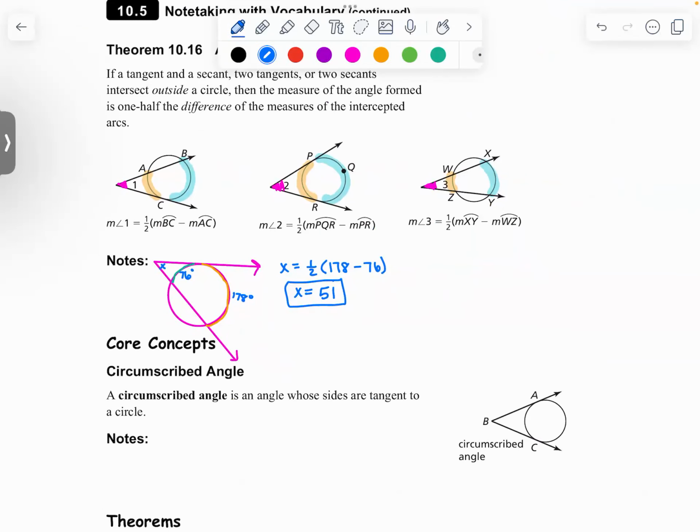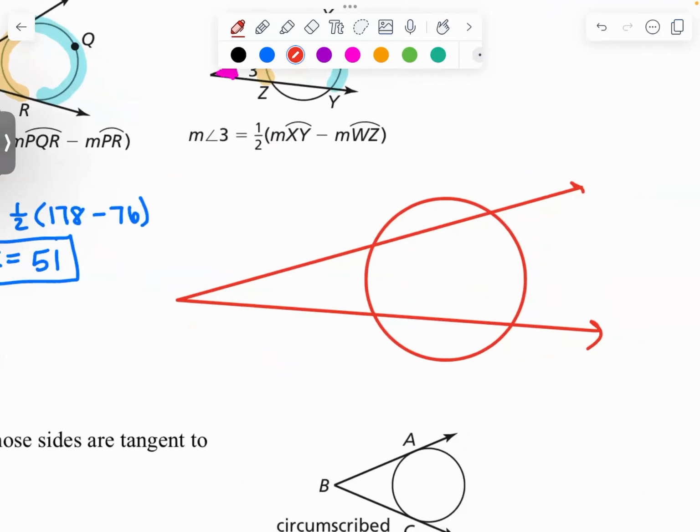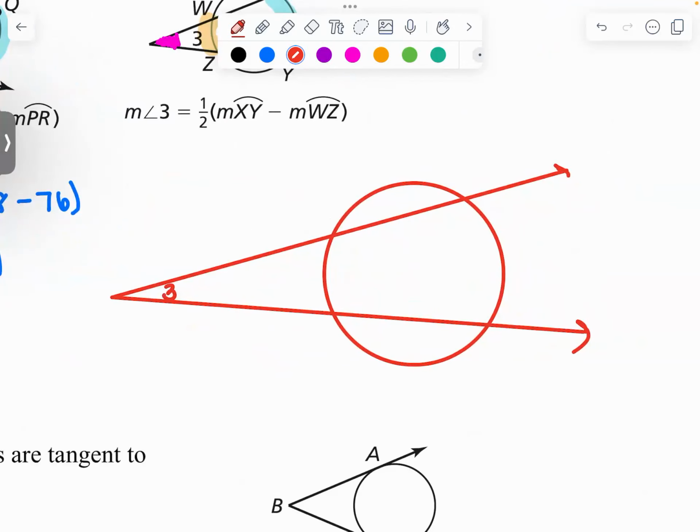Okay, this is the last picture you're going to have to draw yourself. Sound good? What kind of lines did I draw? 2 secants. We're going to solve for the measure A.